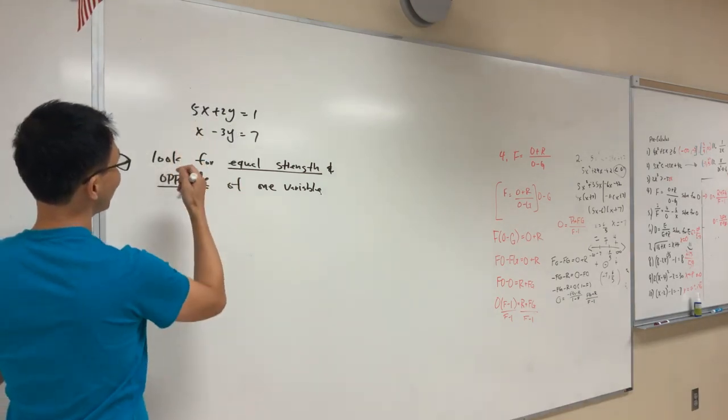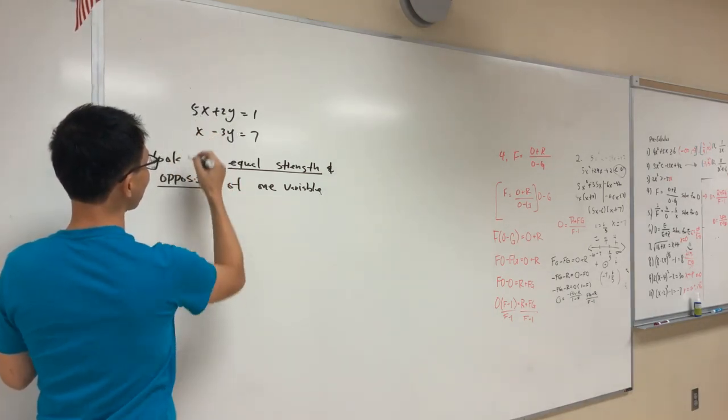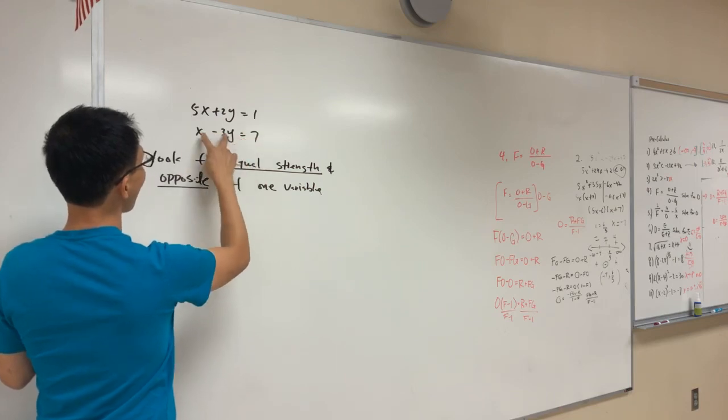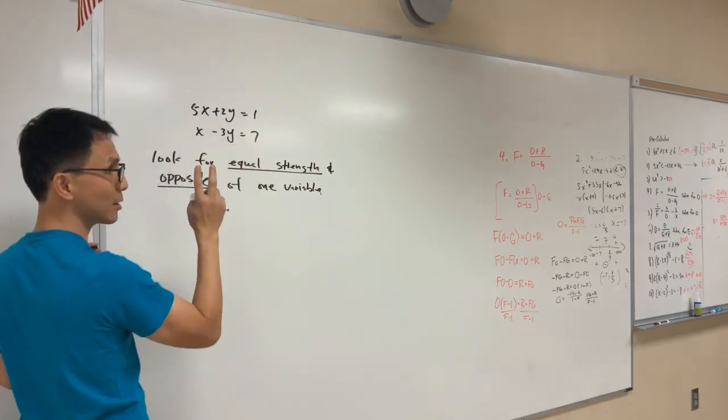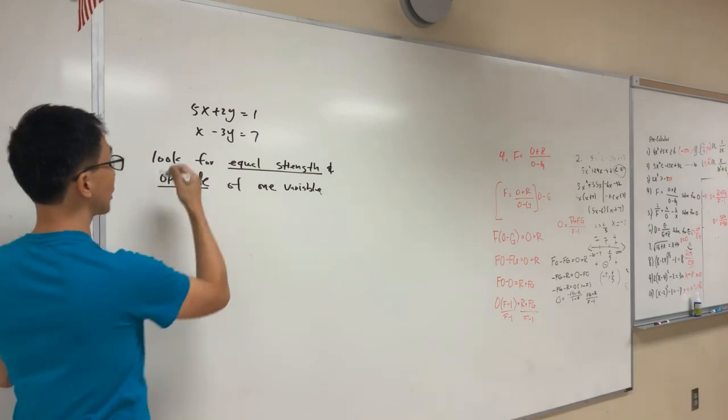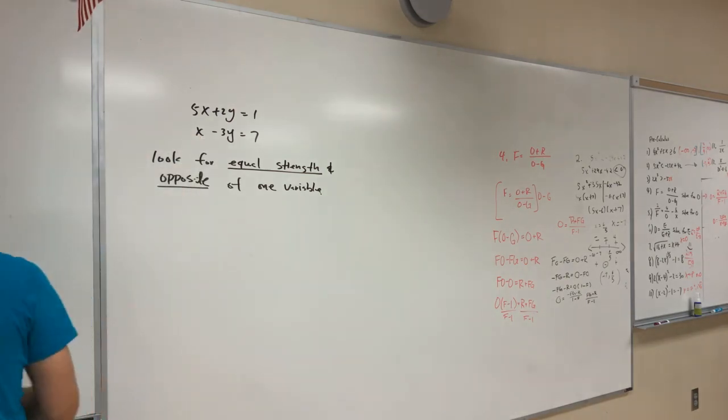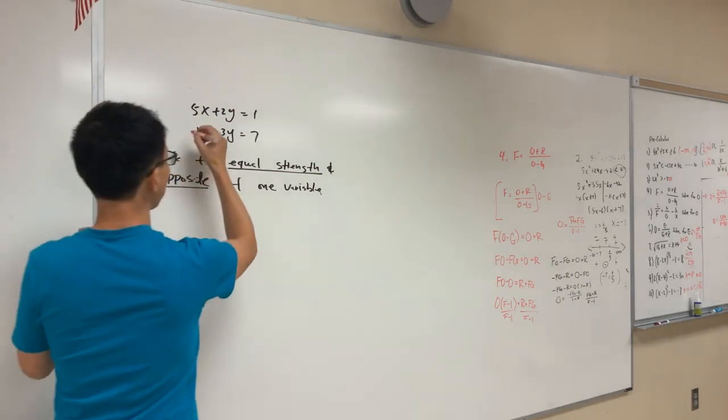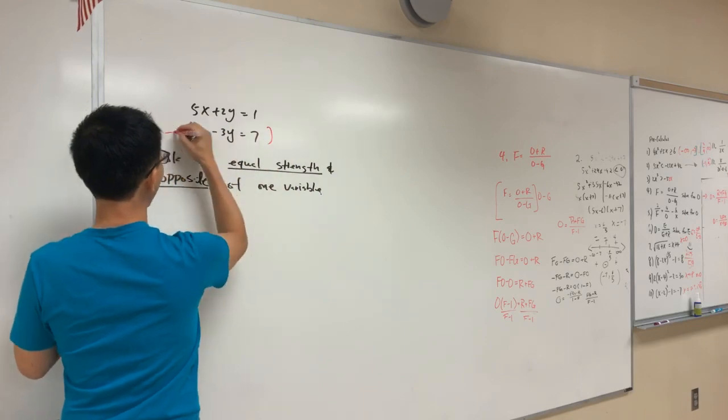So you want to create equal strength. So what I'm doing is I'm going to take this x minus 3y. I'm going to create like 5x, but it's opposite. So I'm going to make that happen. So I'm going to multiply this equation by negative 5.